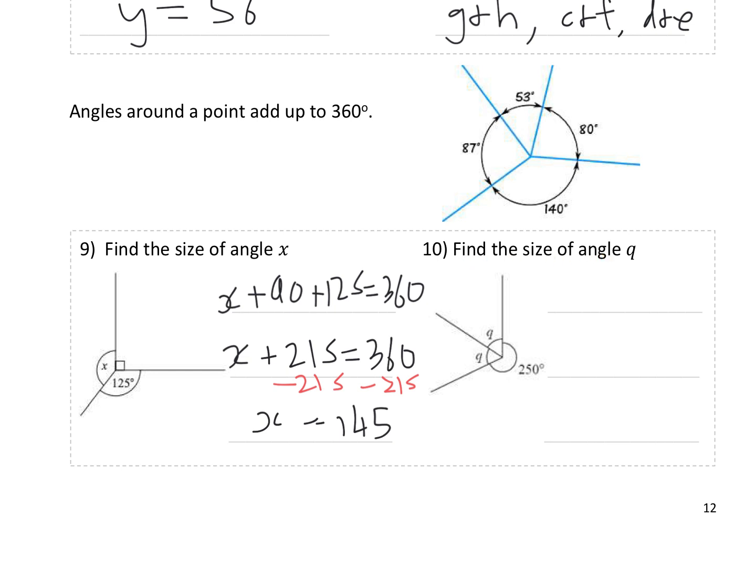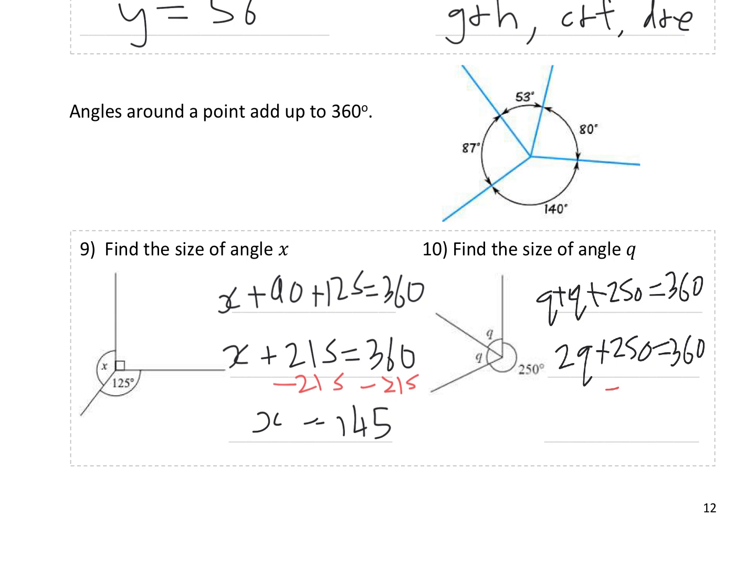Number 10, find the size of angle Q. So these three angles are around a point, so we'd have Q plus the other one, which is Q plus 250, and they equal 360. Now the Q and the Q would add together to give you 2Q, so you'd have 2Q plus 250 equals 360.